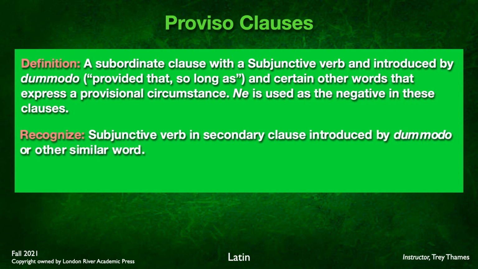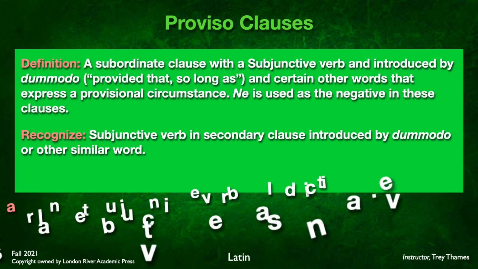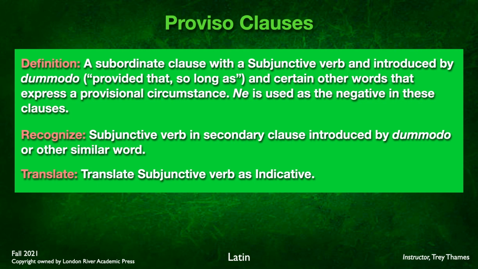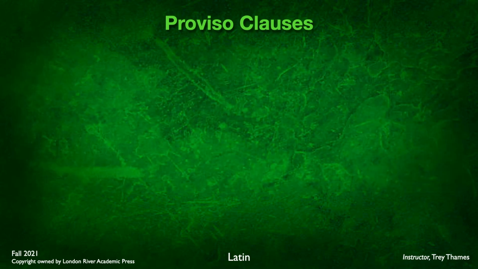How do you recognize it? Well, you're going to see a subjunctive verb in the secondary clause introduced by dum modo. It's pretty simple. It could also, again, be another similar kind of word that expresses provisional circumstance. How do you translate it? Well, as we've seen with most of our subjunctives, you're going to simply translate it as indicative. Let's look at two quick examples here.